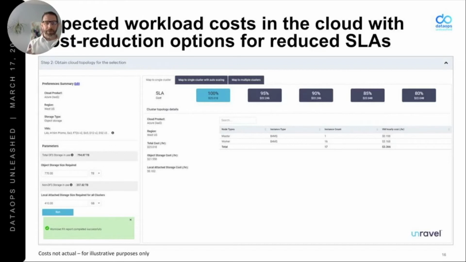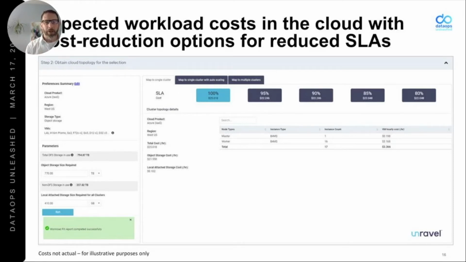But what you can see here is I've used the Unravel tool to try to understand, what does the workload when migrated to the cloud look like in terms of cost, and also understanding, are there ways that I could reduce the cost of that workload running in the cloud if I might not need to keep the same SLA that I had when that workload was running on premises.